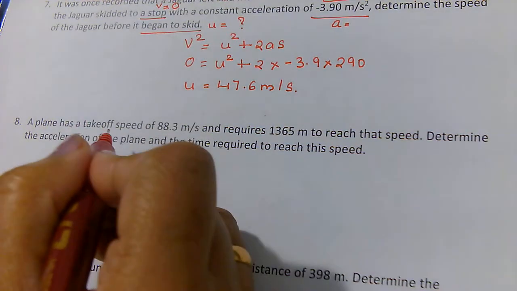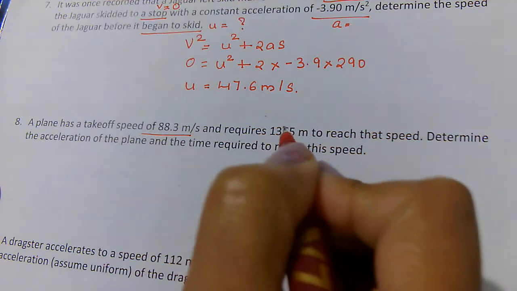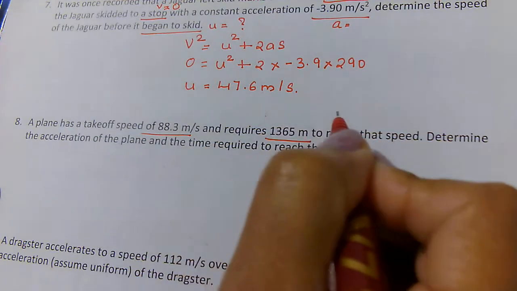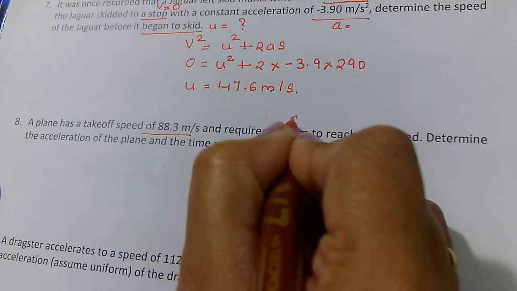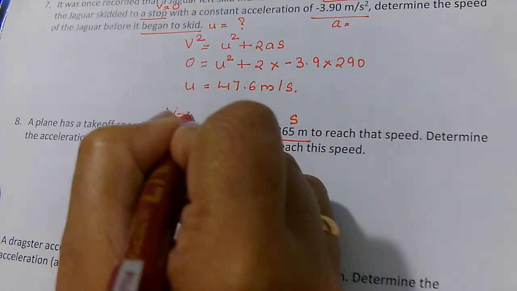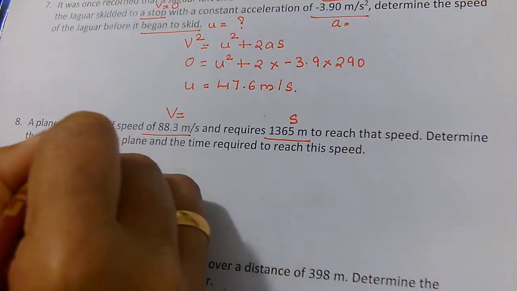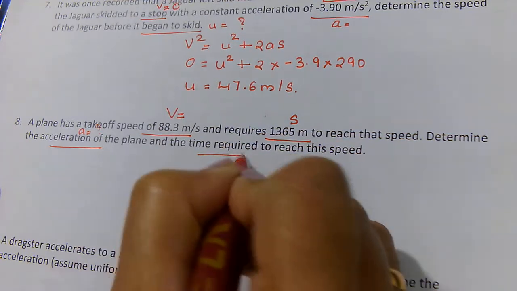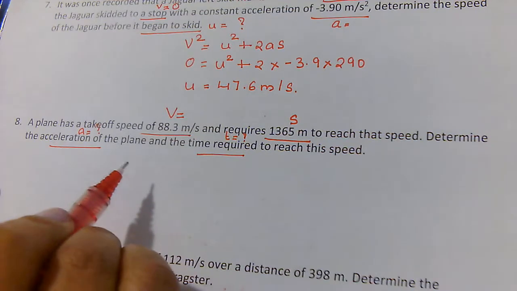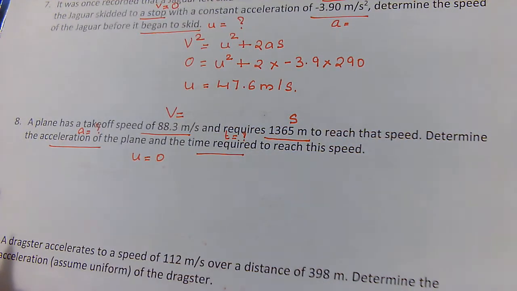So question number 8. A plane has a takeoff speed of this much and requires 1365 meters to reach that speed. So that is the distance traveled. So takeoff speed, so that is our final thing. So our V is 88.3. This is our S. Determine the acceleration and the time required. So what is happening to the plane initially? Initially it's not going to move, right? So U is 0.